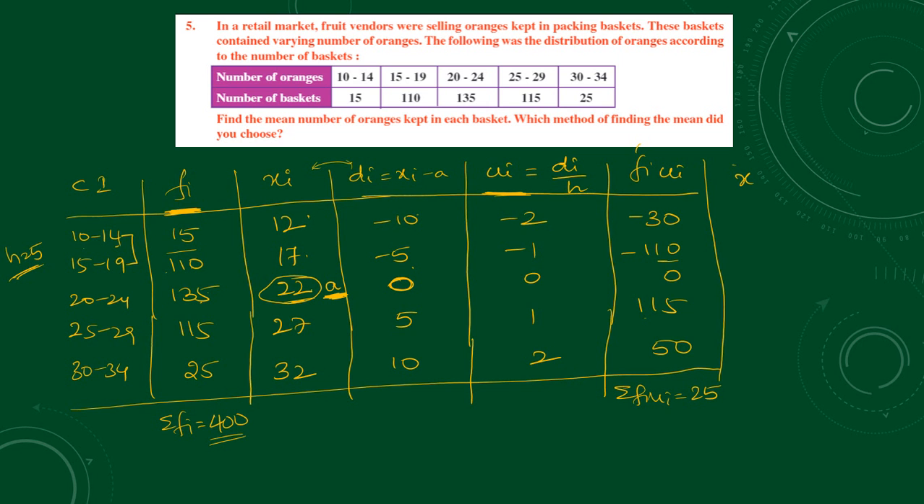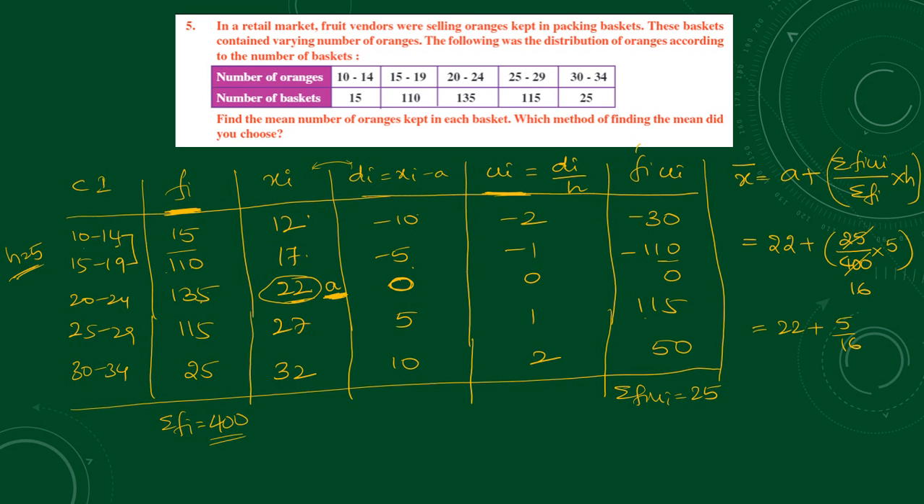Now finally, what is the mean formula? Mean is a plus sigma fi ui by sigma fi, into h. Remember this h, don't forget that. So from this, what am I going to get? 22 plus sigma fi ui is 25, by sigma fi is 400, into 5. Now 25 4s are 100, so that means this is 16. So this gives me 22 plus 5 by 16.